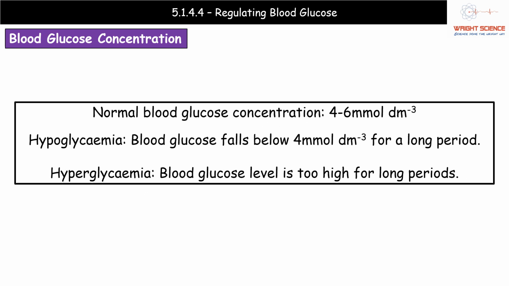So first of all, we need to understand the kind of levels that blood glucose should be and the issues if it moves beyond those levels. Normal blood glucose concentration should be between 4 and 6 millimoles per decimeter cubed. If your blood glucose falls below 4 millimoles for a long period, then you'd be described as being hypoglycemic. And if it moved above the 6 millimoles for an extended period of time, then you would be hyperglycemic. So hypo is the low, hyper is the high.